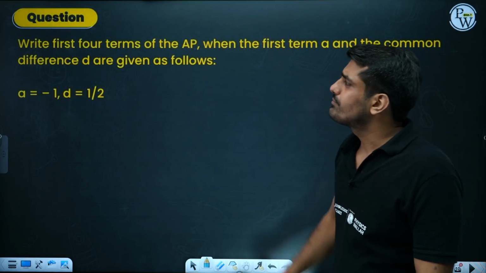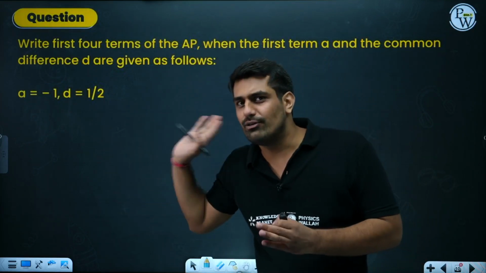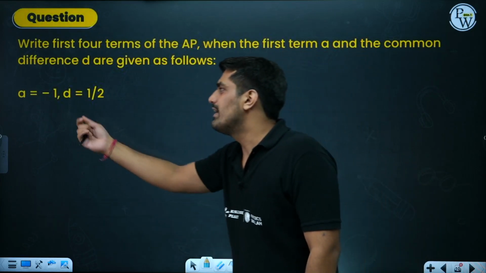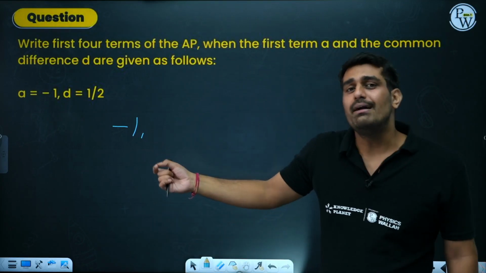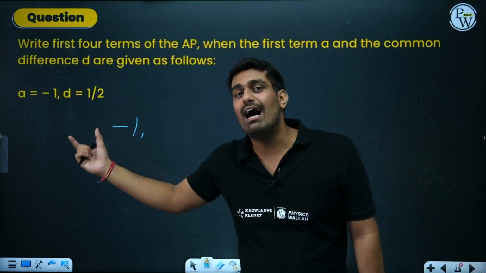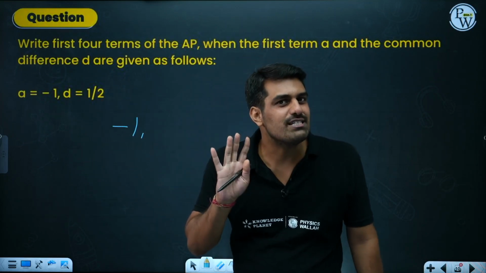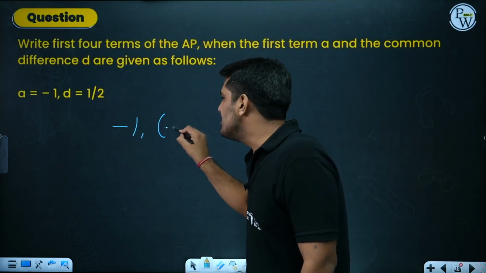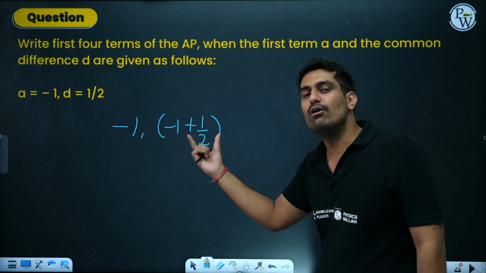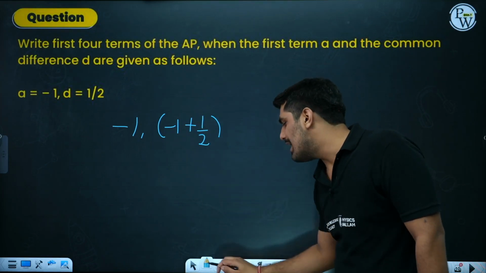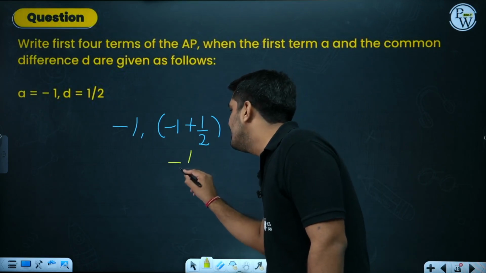Next question. First four terms, again the same thing. I'll not read out the question loud. You know what the question is. I'll go forward with the answer. First term is minus 1. The common difference is half. So what will happen? To the first term, I will add half. So what will we have over here? Minus 1 plus 1 by 2. The answer I will get from this is minus 1 by 2.